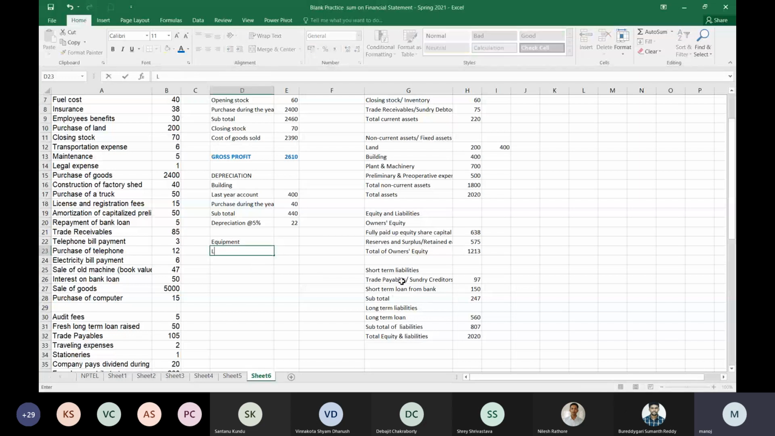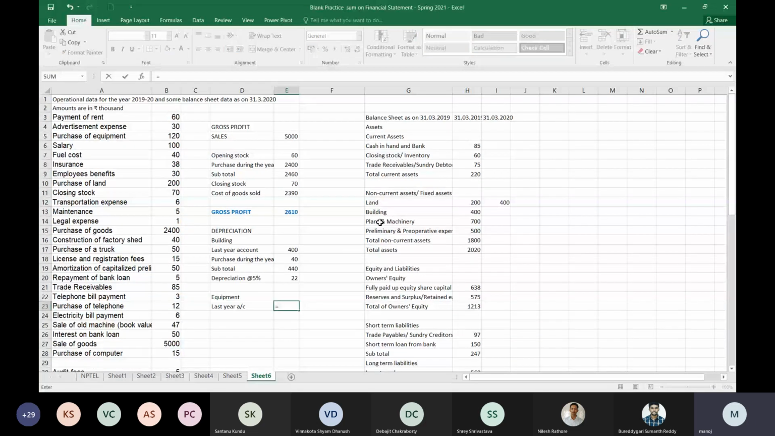So we start with last year's account. Say last year's account, you can write it this way, and it is equal to, you have to take it from the balance sheet. This is plant and machinery. So equipment, you can write plant and machinery also. It comes from here. Let us write plant and machinery rather. Machinery you can write in short like this. So last year's is done. So purchase during the year.